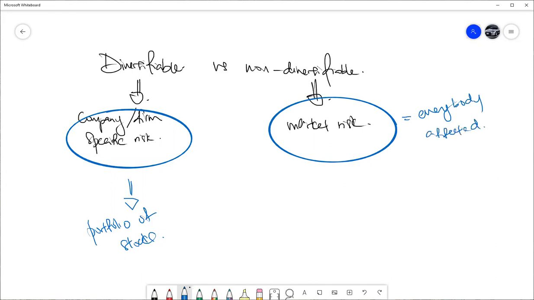All right. So when a risk affects every single person, that's a market risk, or a non-diversifiable risk. But when the risk is only applied to a particular company or a particular sector, that is a diversifiable risk. The other terms for these two risks are systematic and unsystematic risk. The non-diversifiable is called a systematic risk. The diversifiable is also known as the unsystematic risk. So this is the basic understanding about diversifiable and non-diversifiable risk.